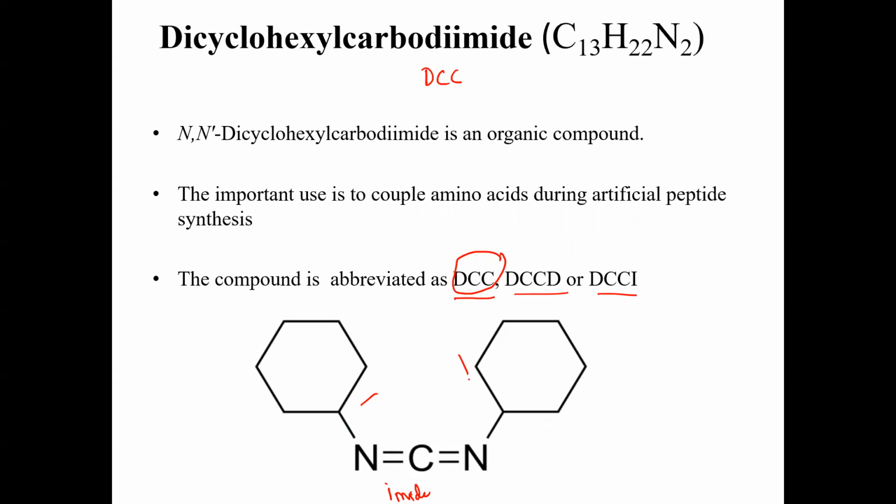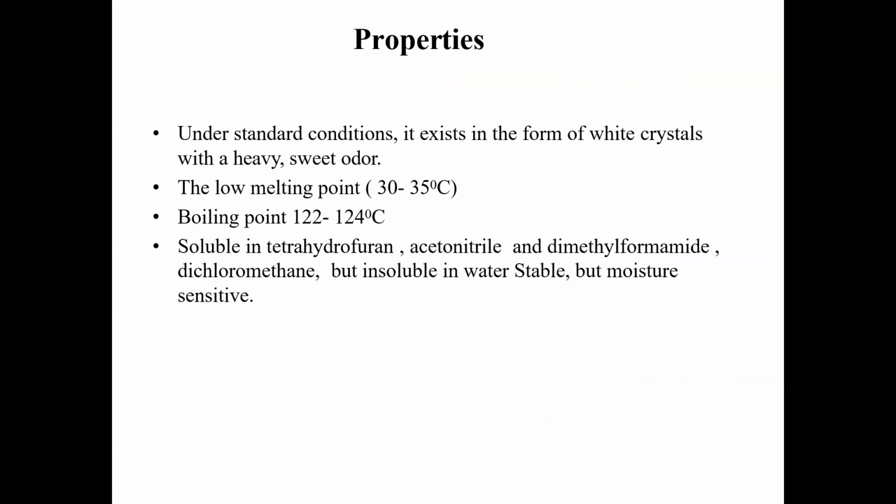There are two cyclohexyl groups, so we have got the name dicyclohexylcarbodiimide. The compound is DCC. About the properties of this compound, it's a very important compound in peptide synthesis. It's a very good dehydrating agent. It normally exists as white crystals with a sweet odor. Its melting point is between 30 and 35 degrees Celsius, and its boiling point is higher than water.